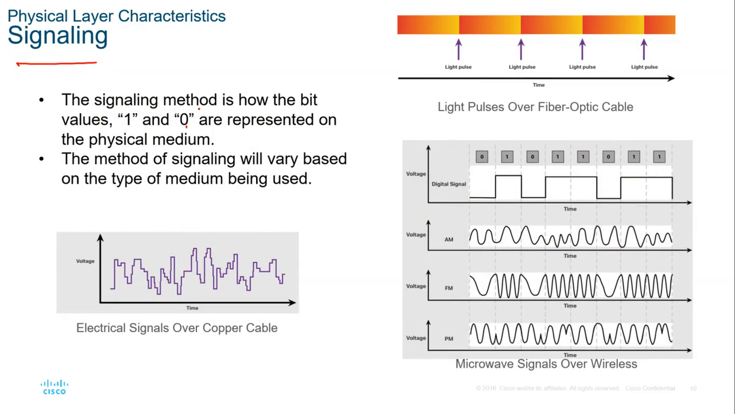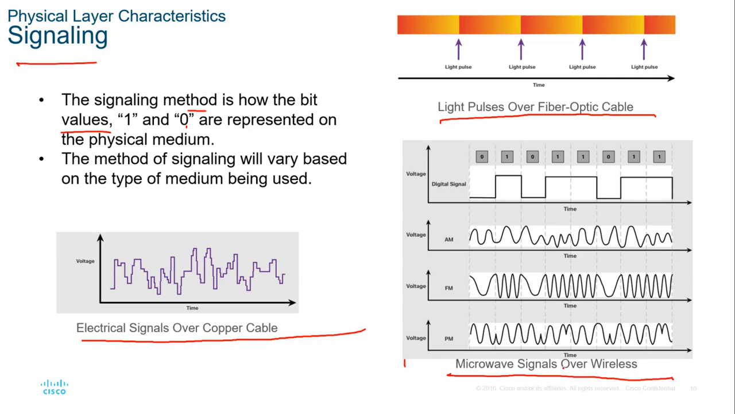So we have signaling. Signaling method is how bits, the zeros and ones, are represented on the physical media. We have three types of media. The copper cable uses electrical signals over the copper cable. We have light pulses over fiber optic cable and microwave signals over wireless. So you can see how the bits are presented.